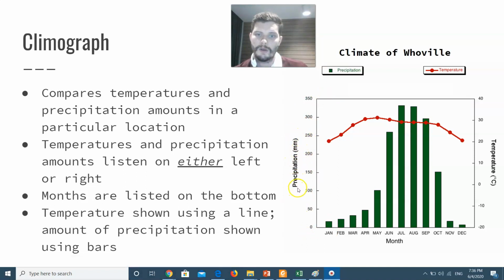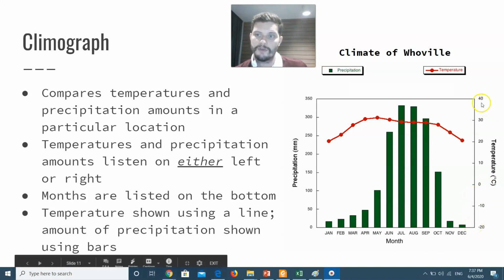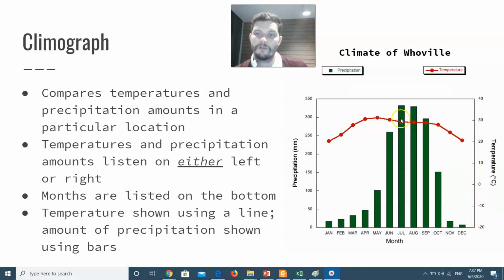Perhaps you're looking at centimeters instead of millimeters. Probably won't be the case, but it's possible. Temperature could be measured in degrees Fahrenheit on some climographs, but we're going to deal in degrees Celsius. When you draw your own climographs, you have to choose the appropriate scale. If the temperature never goes above, let's say, 30 in the region whose climate you're describing, you don't want to have a scale that goes all the way up to maybe 50 or 60. 40 would be plenty.